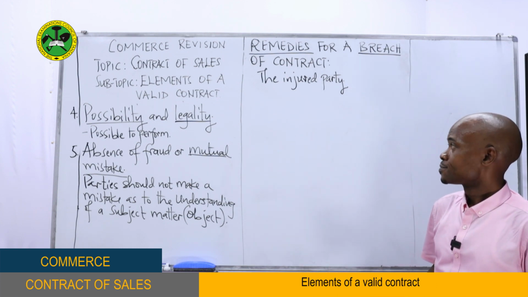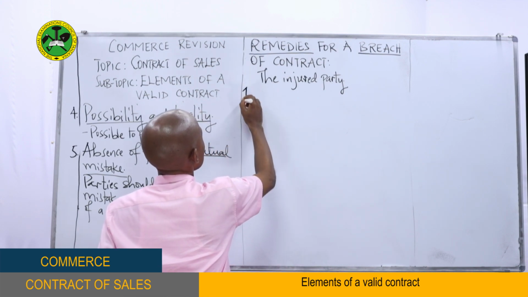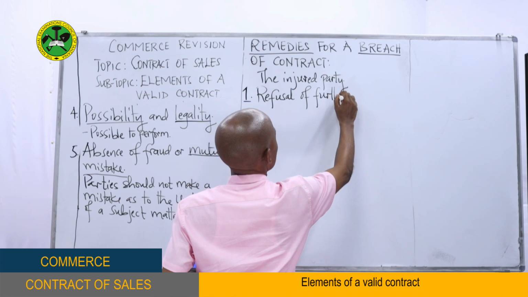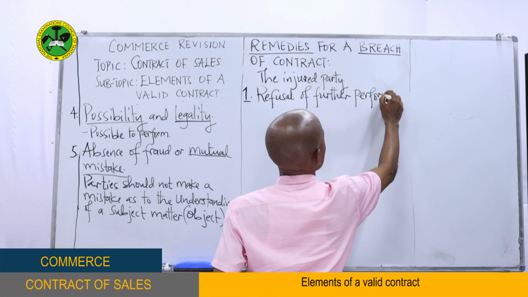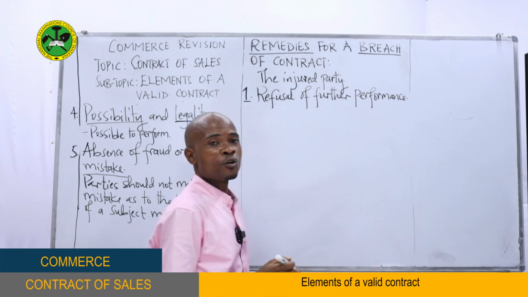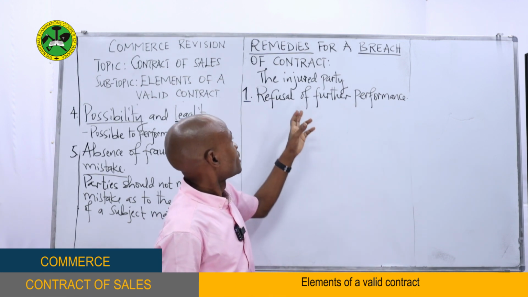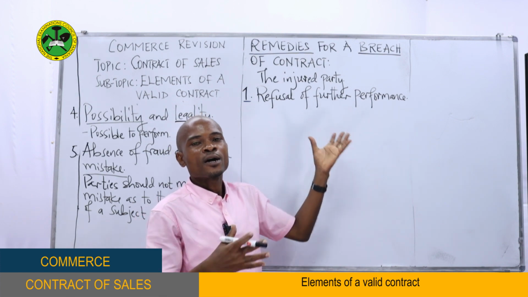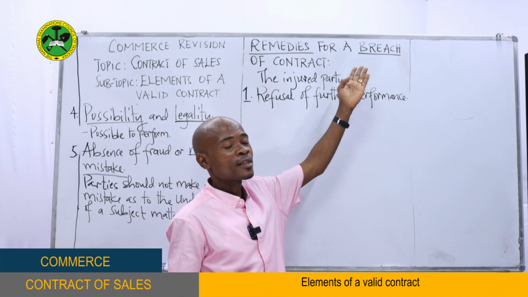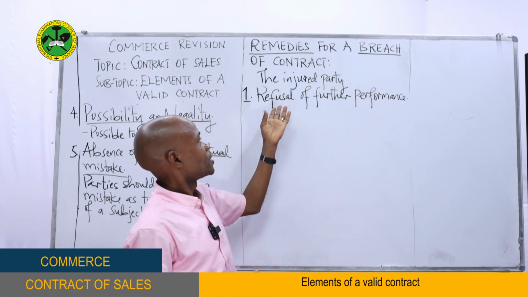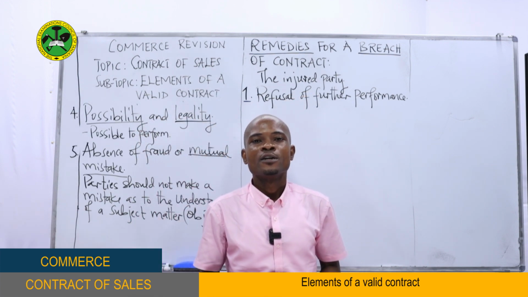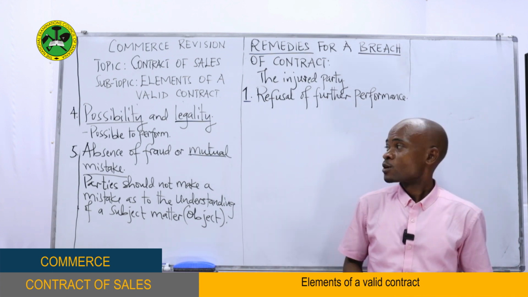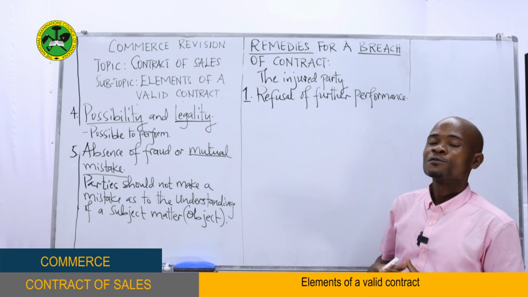Now, there are various ways. The first way to do, we call refusal of further performance. In this way, it means the injured party will refuse to continue doing some actions or some obligations as they agreed. Why? Because the other party is not doing on his side. So the injured party will refuse, and at the same time he may also resist the actions which are done by the other side. So this is one way of looking for the remedies.